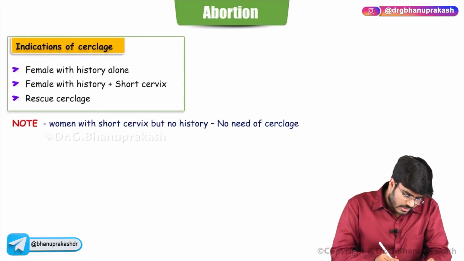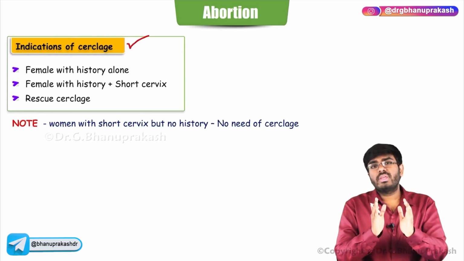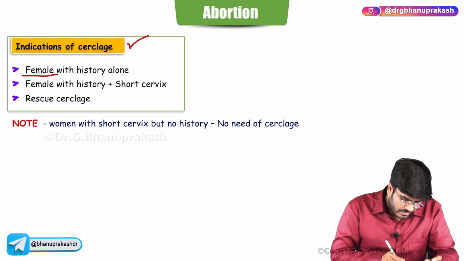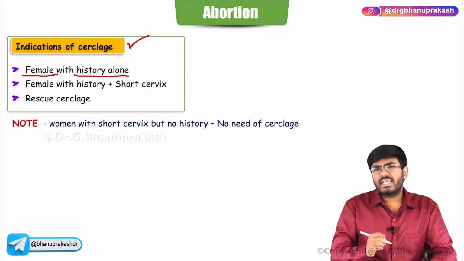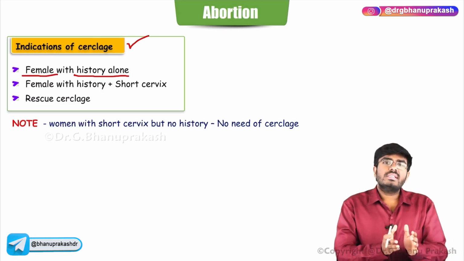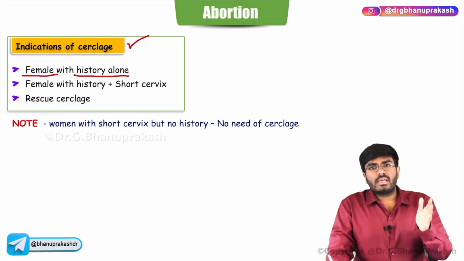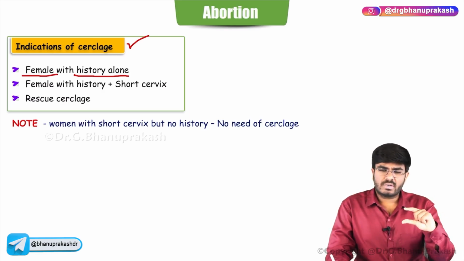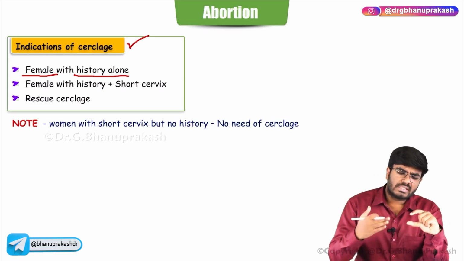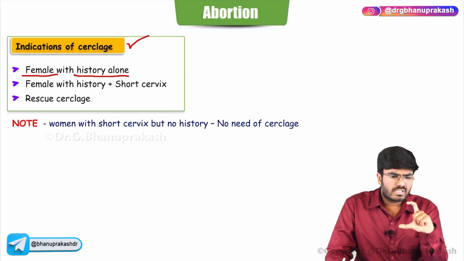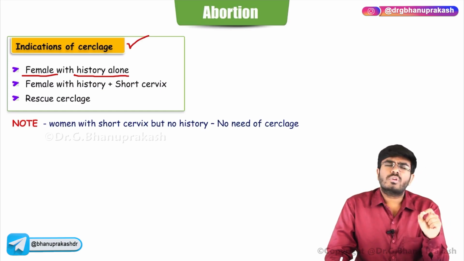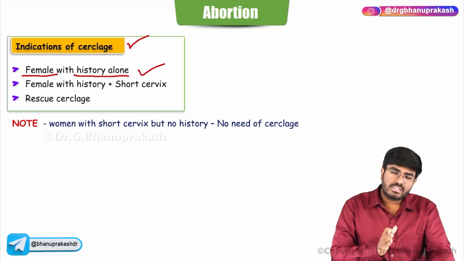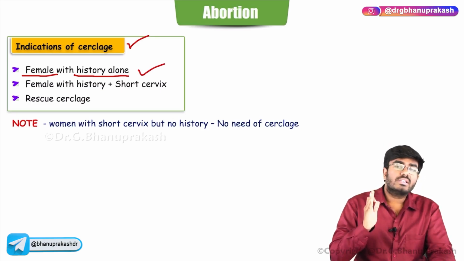Now what are the indications of cerclage? In whom do we actually have to put the cerclage? See, there is this female with the history alone. What exactly do I mean by history? There is this female who is having second trimester recurrent abortions. Just history is there, but you have looked at the cervix, you have done the ultrasonography, and the cervical length is good. Are you supposed to apply the cerclage? Yes, you can. There is this female with the history alone, but the cervix is normal. Yes, you can apply the stitches.